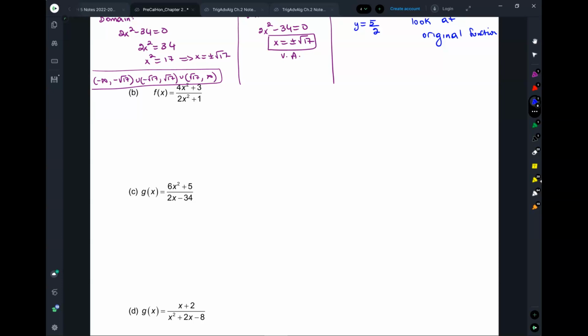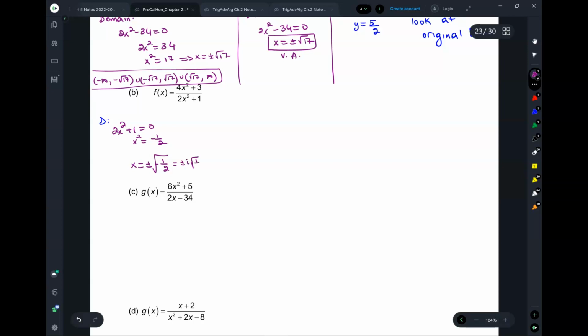Can we factor the top and bottom in any way? No. So let's do domain. 2x squared plus 1 equal to 0. X squared is negative a half. You take a square root. X is plus or minus the square root of negative a half. So how much is that? It's an imaginary number, right? Plus or minus i root 1/2.